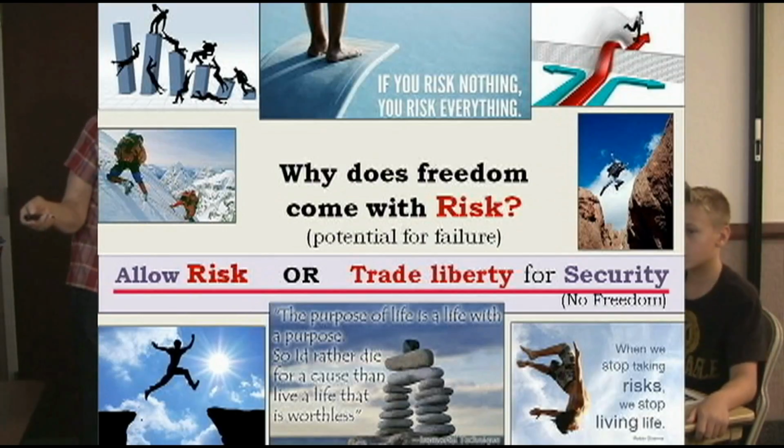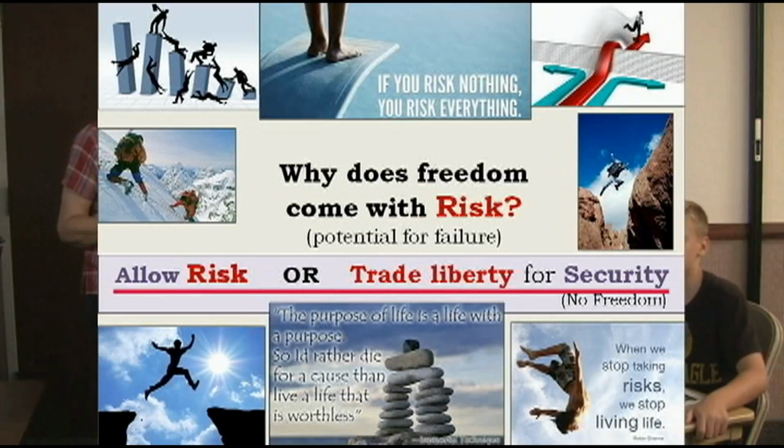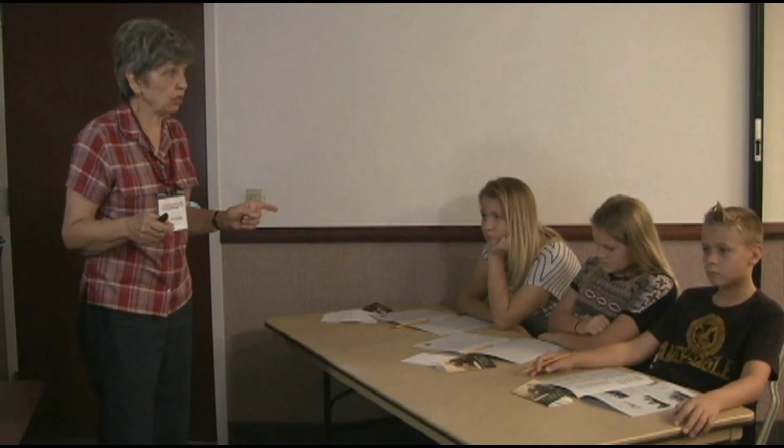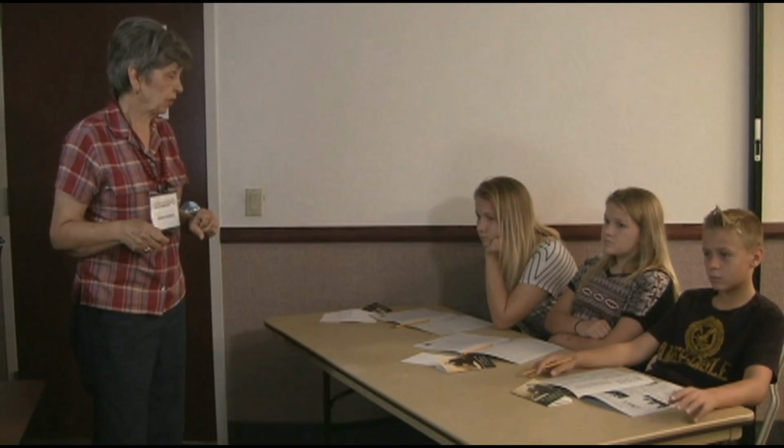Okay? So it can allow risk or trade liberty for security. And if you want security, you just know you're not going to have freedom. You're not going to choose anymore. You're going to just do what you're told to do, which takes us back to the question, do you want to be told what to do? Okay, so accept this, there's going to be some risk with your freedom and your ability to make that choice.